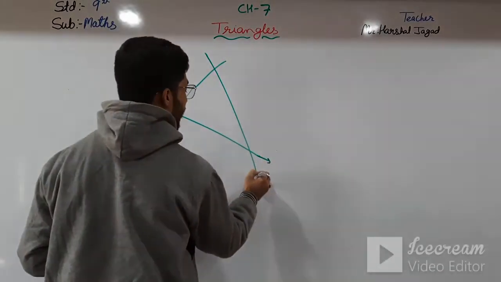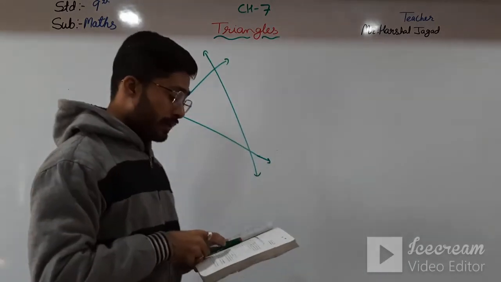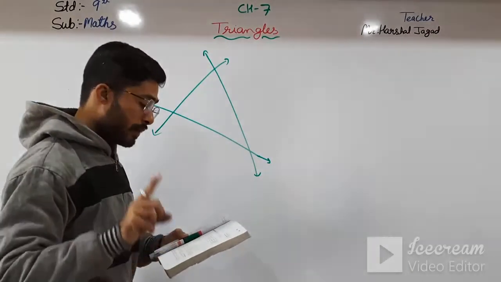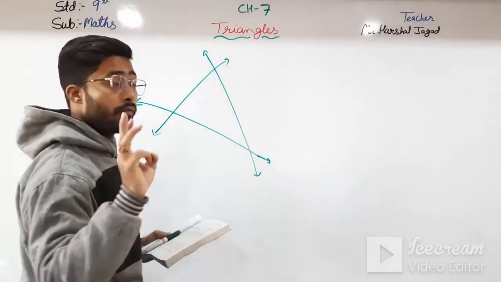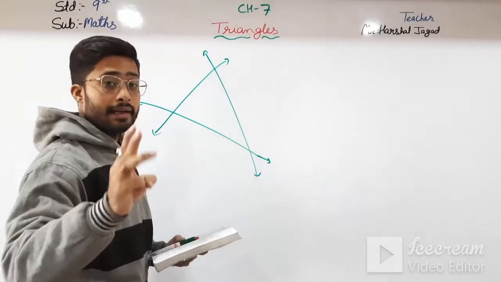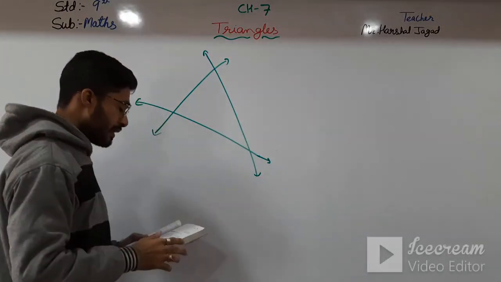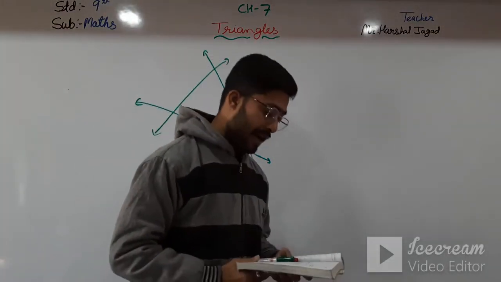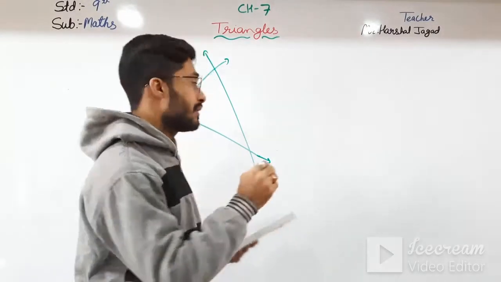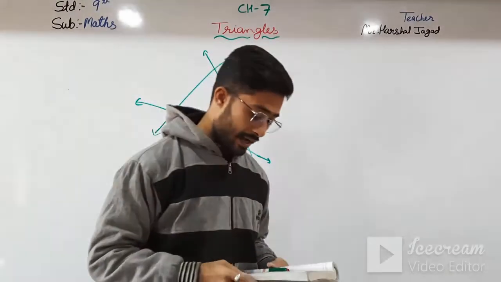I am just reading again. You know that a closed figure formed by three intersecting lines 1, 2, 3, that is known as a triangle. Tri means three, and angle means three angles, that is 1, 2, 3. That is why it is known as a triangle.